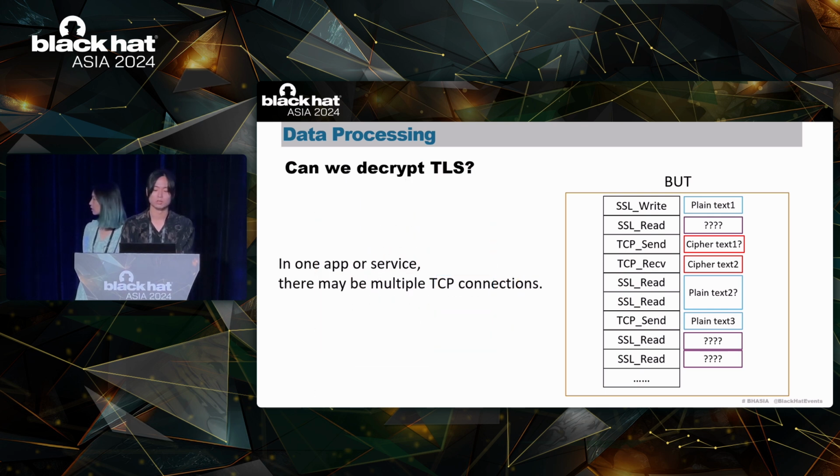Because in the real world, one app or service may have multiple TCP connections. Therefore, we get a disordered sequence which combines all the data of different connections. And if we want to decrypt the TLS data using the method on the last slide, we should divide the sequence of different connections into single connections.